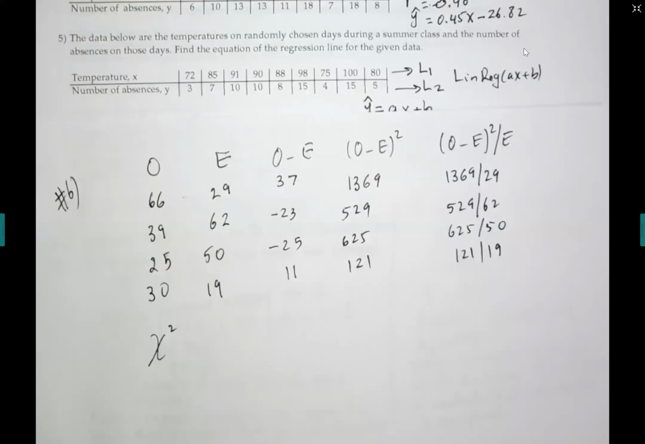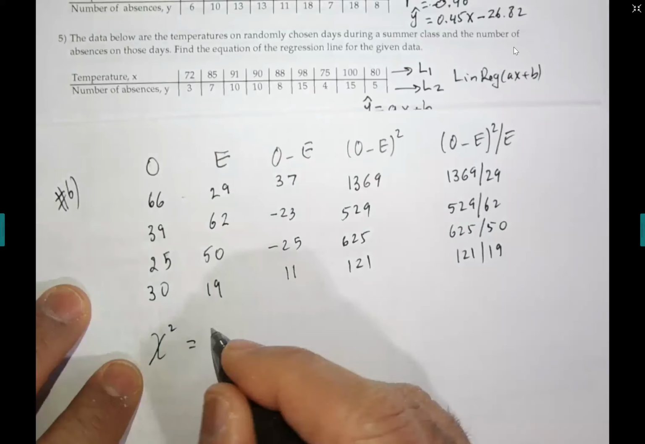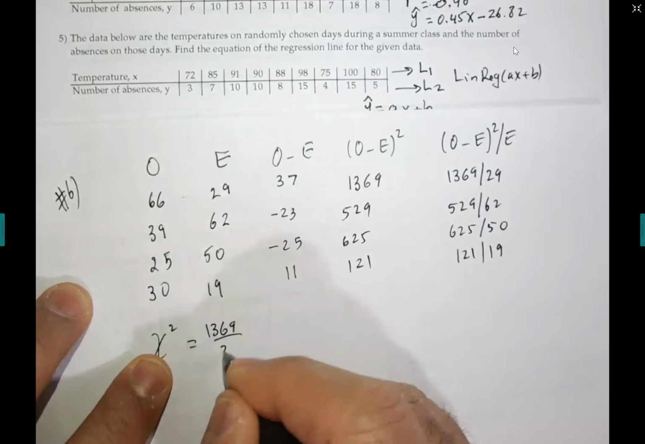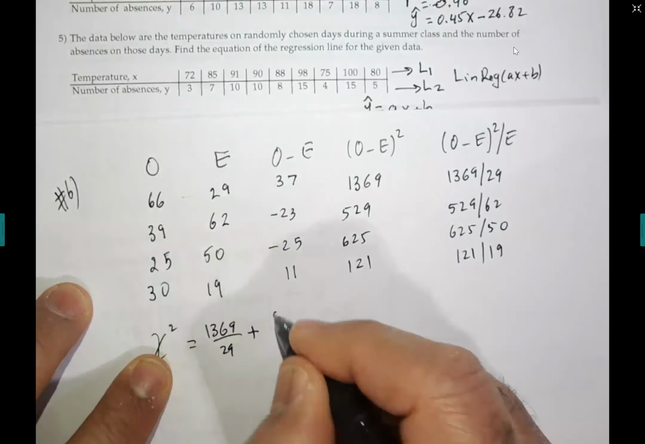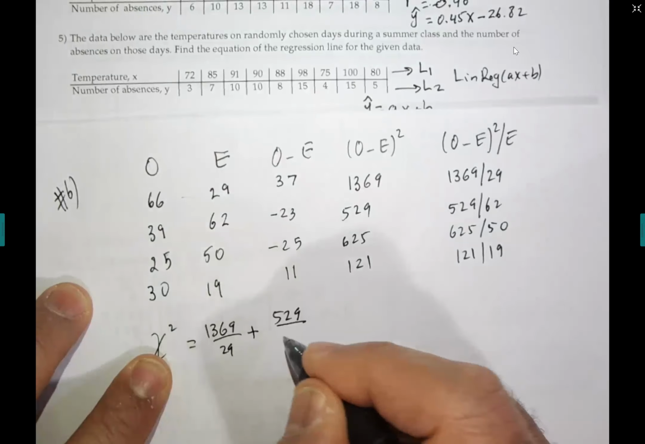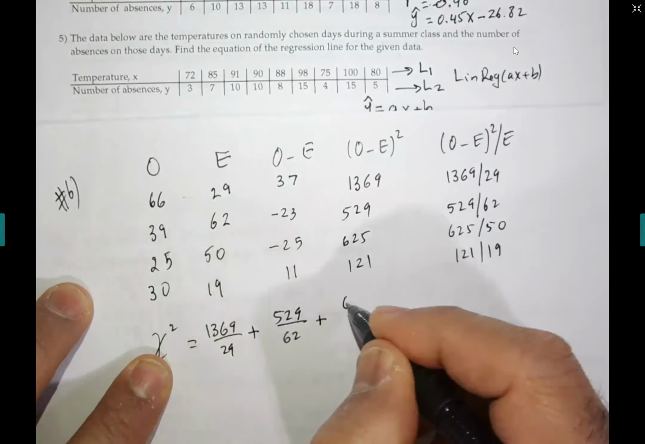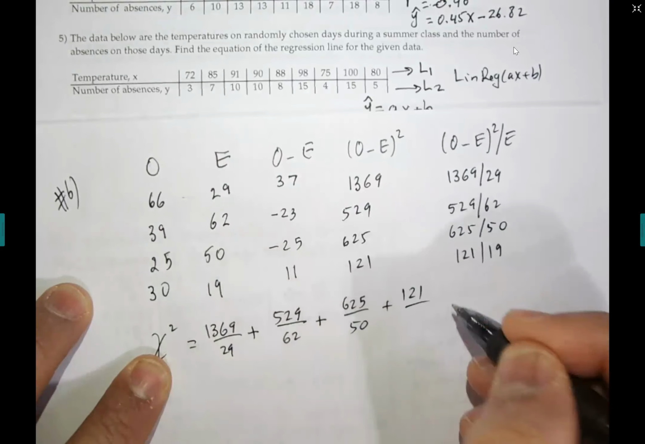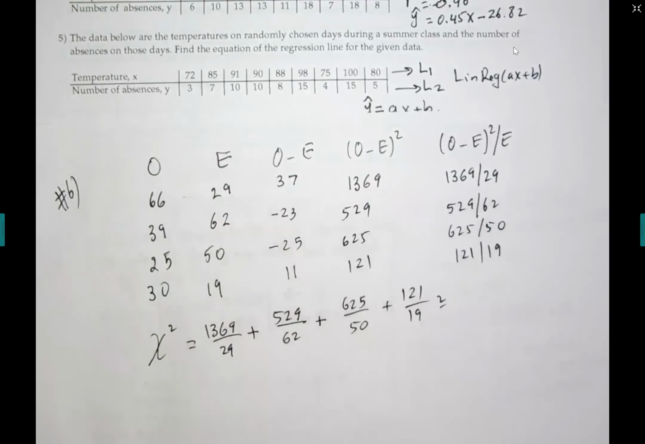Now, how do you find the test statistic, guys? You just add them up. So you get 1369 divided by 29. Add up the last column. Plus 529 divided by 62. Plus 625 divided by 50. Plus 121 divided by 19. I should get something close to 75. It's not going to be as accurate as the calculator. Now, if on the test I don't tell you which method to do, feel free to use the p-value. It's up to you.